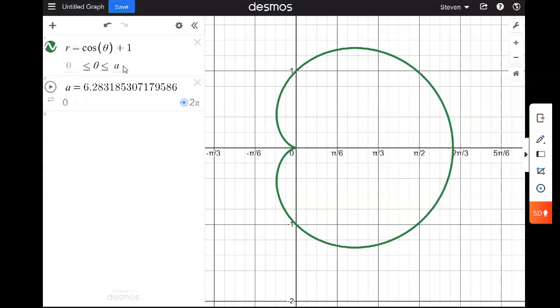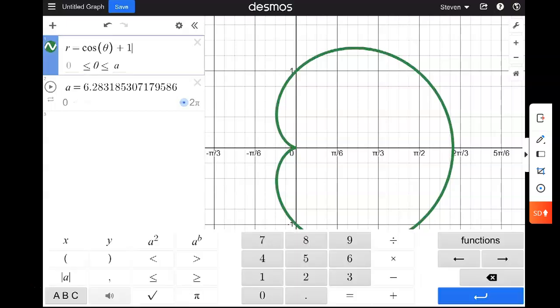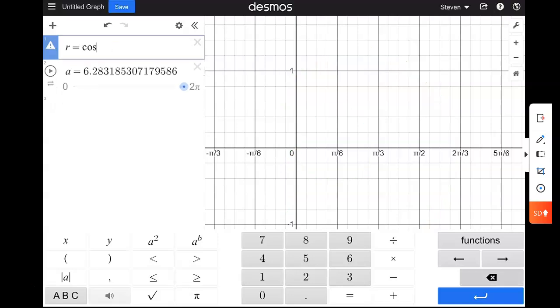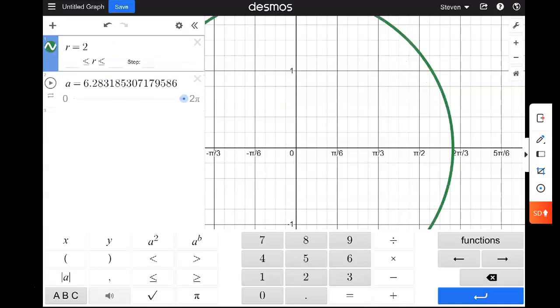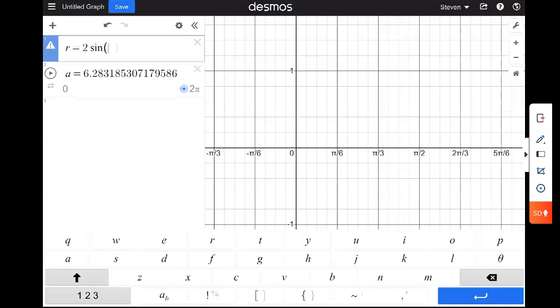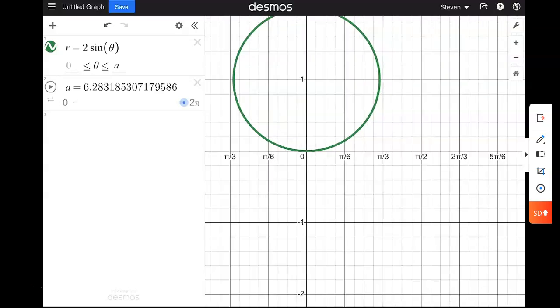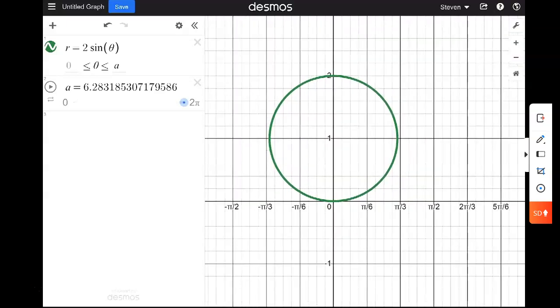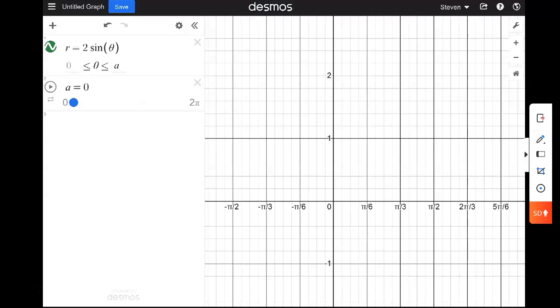So there's our r equals cosine theta plus 1. Okay? Let's continue and look at our second example that we graphed, which ended up being that circle, r equals 2 sine theta. So let me just go in and look at the graph there of 2 sine theta. Okay, zoom out a little bit here. And then you can see we have that circle.